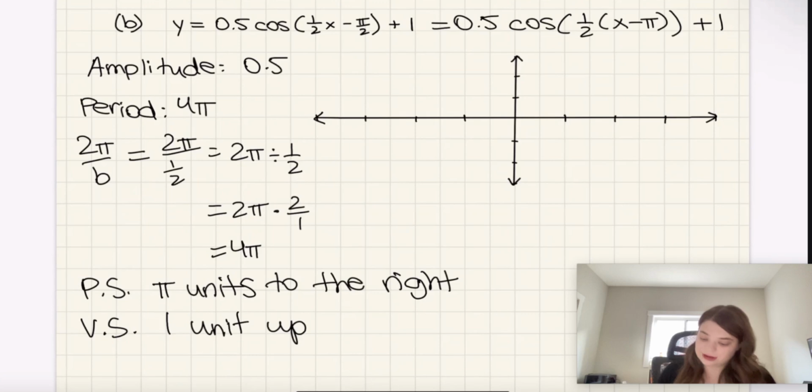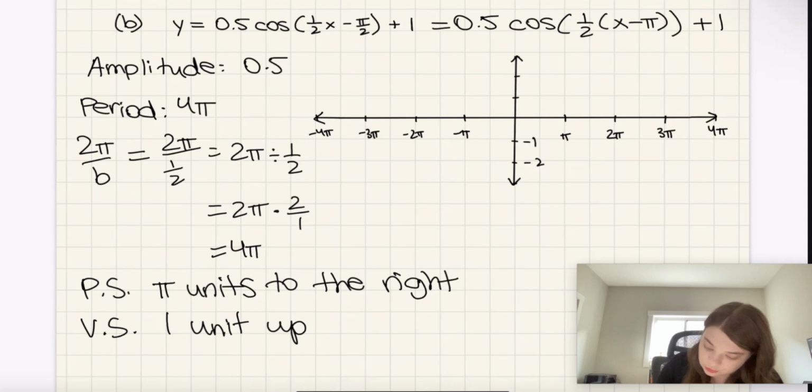Okay, so let's write all this. So let's let this be 4 pi, 3 pi, 2 pi, pi, negative pi, negative 2 pi, negative 3 pi, negative 4 pi. Let's let this just be -1, -2, and 1, 2 is going to make the most sense here because our amplitude's only 1/2 anyway.